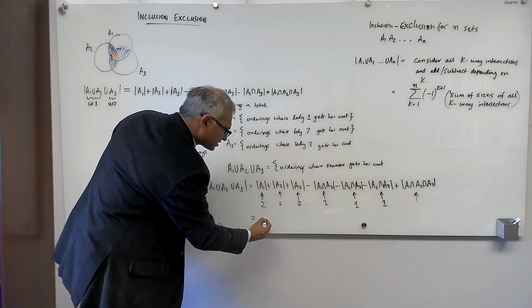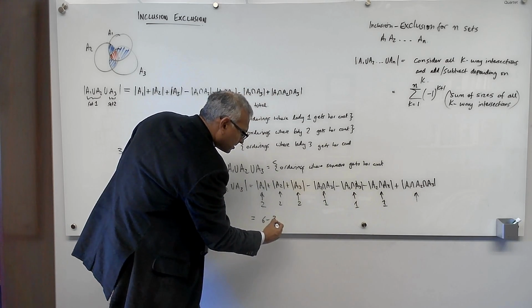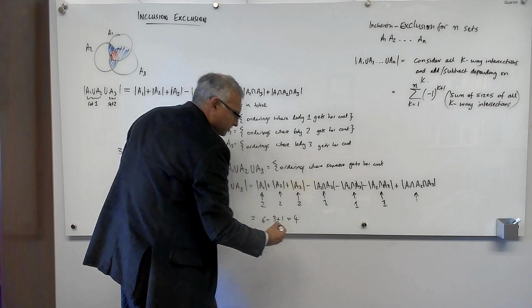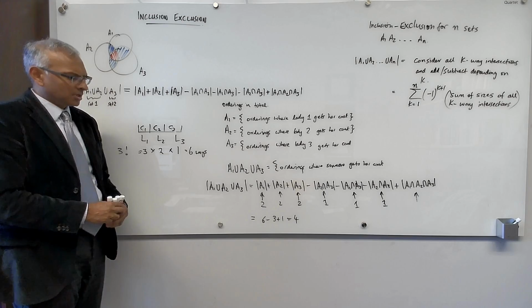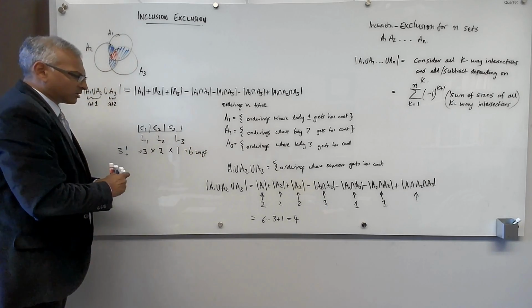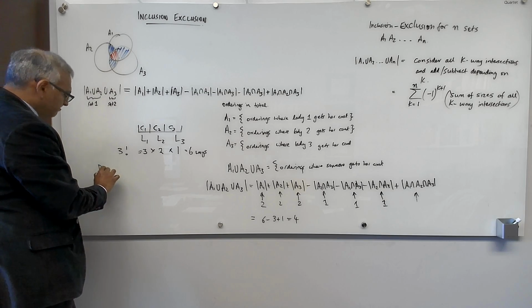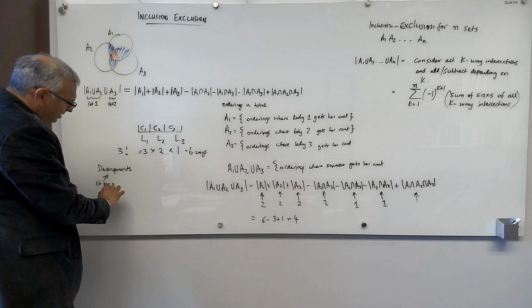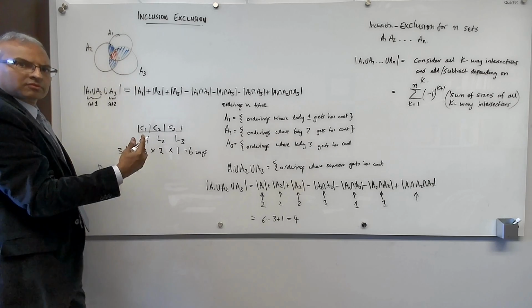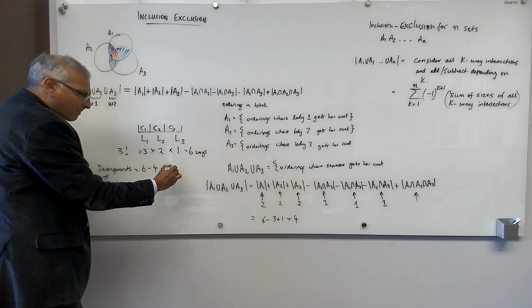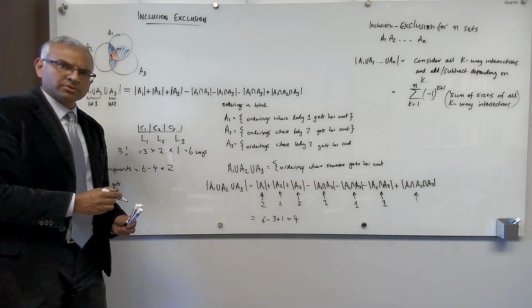So the final answer, 6 minus 3 plus 1, is 4. So there are 4 ways in which someone gets their code. So the derangements, the number of ways in which no one gets their code, is going to equal 6, the total number of ways to hand out the codes, minus the number of ways in which someone gets their code, minus 4, which is equal to 2. Bam! So there are 2 derangements when it comes to 3 objects.